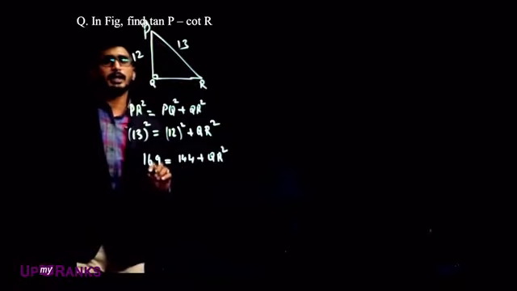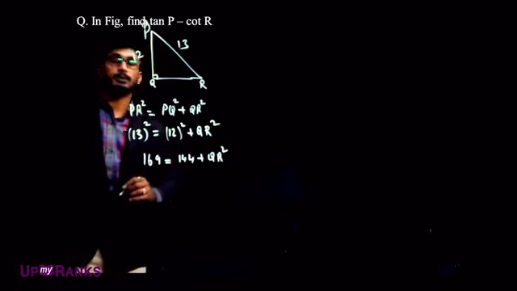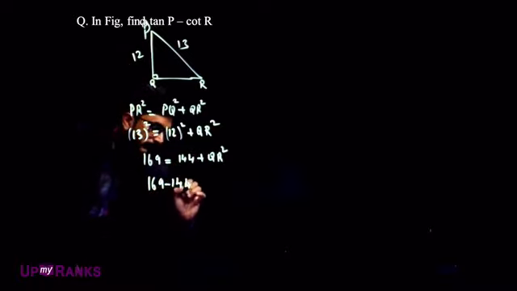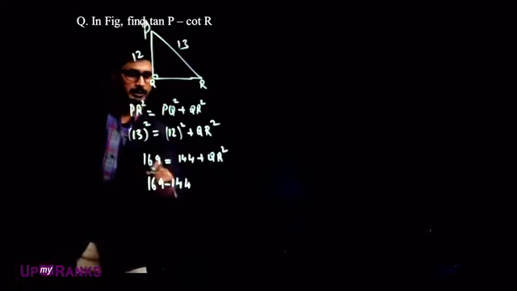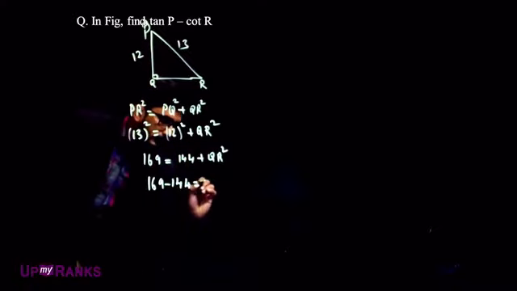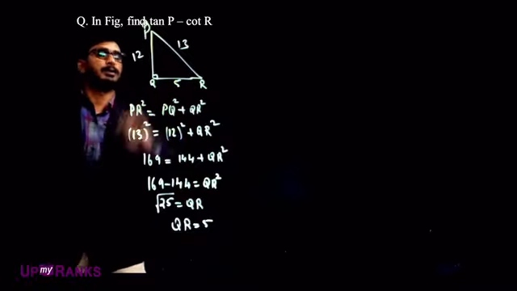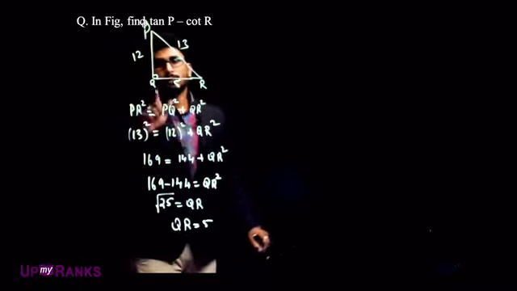So we have 169 equal to 144 plus QR square. We have to find QR square, so we transfer 169 to this side, and 144 becomes minus 144 on the other side, which equals QR square. When we simplify this, we get 25. Taking the square root of 25, QR is equal to 5. So we found QR.